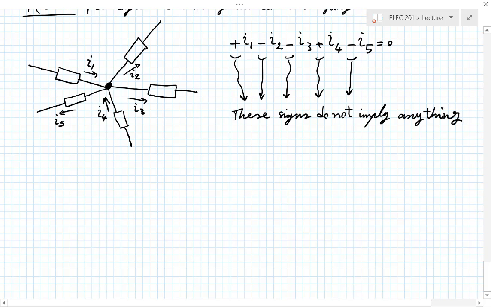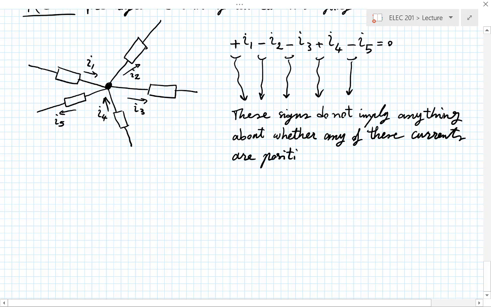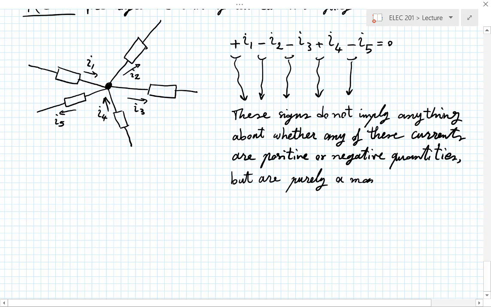So these do not imply anything about whether any of these currents are positive or negative quantities, but are purely a manifestation of KCL.